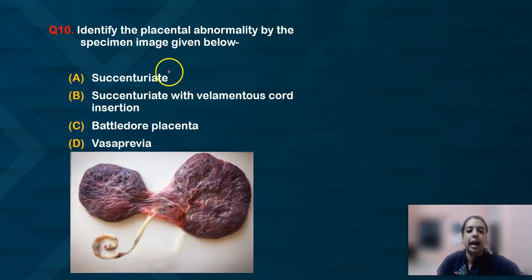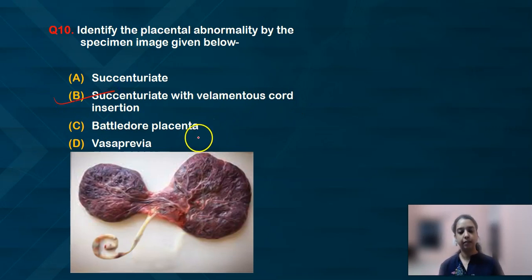Identify the placental abnormality by the given image. I'm not very clear what was there, but as the students have told me, it was something bilobed with the cord attached on the membranes. So the answer will be succenturiate lobe with filamentous cord insertion. So this was the answer.